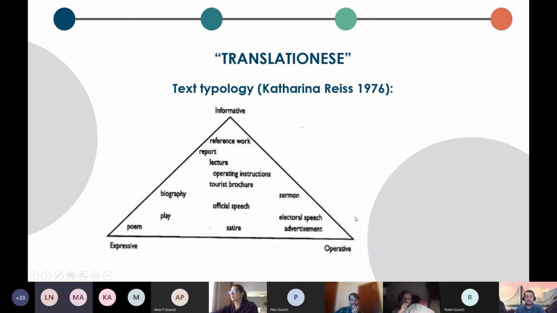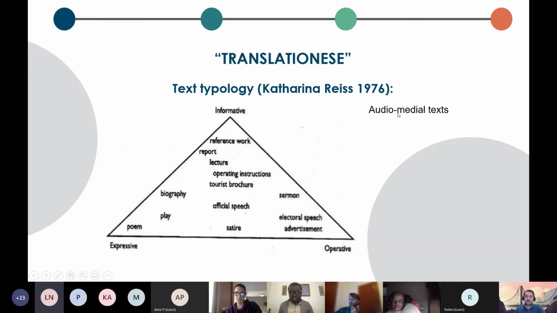Something that is operative, that's trying to get somebody to do something. So an advertisement is trying to get somebody to buy something. A speech, an electoral speech, is trying to get somebody to vote for somebody. That has other considerations when we're talking about translation. If something is informative, then perhaps this has to be closest to the original. So all we are doing here is trying to let somebody know what this document says. So reference work, report, lecture, like I said, birth certificate, any sort of official document, that has to be informative.